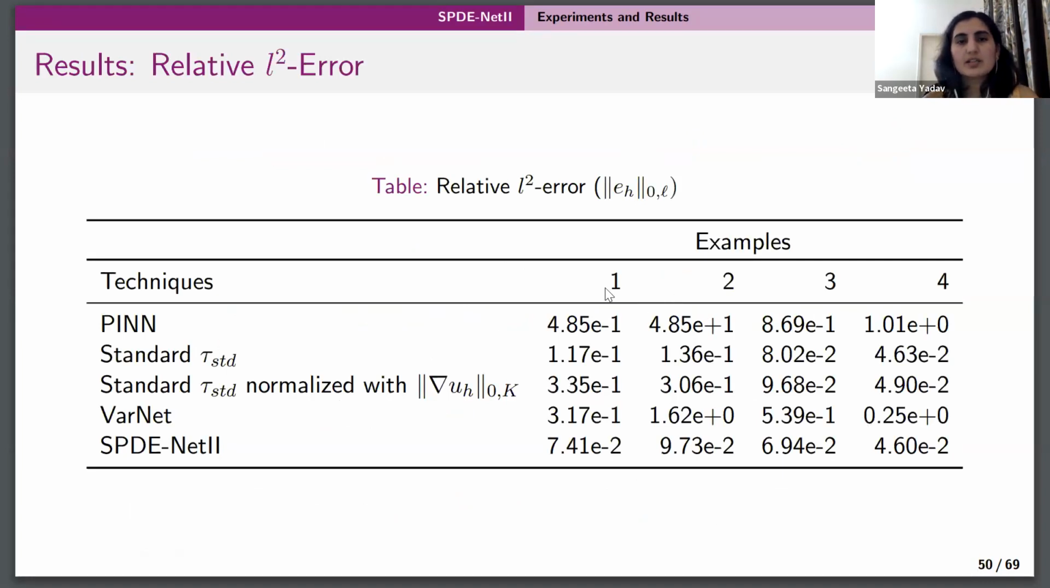In this table, we can see the relative L2 error values for these 5 techniques. The first one is PINN, and we have also considered VarNet, because VarNet was an extension after the PINN, which minimizes the weak form of the equation. And 2 other techniques: the first one is standard SUPG, and in the second we normalize the value of standard tau with the gradient of u. For all these 5 techniques, if we compare the performance in terms of relative L2 error, we see that SPDNet2 does better for all the 4 examples.